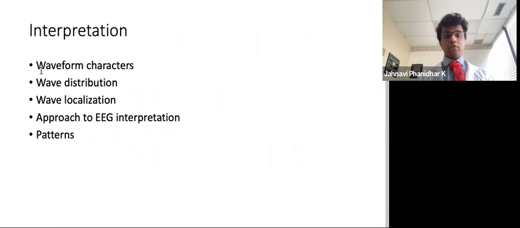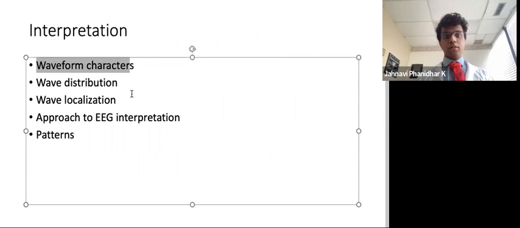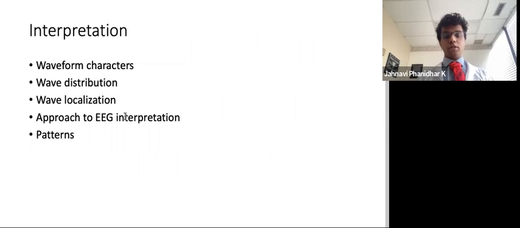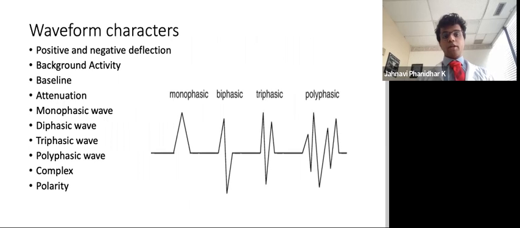For the interpretation, we will go through the waveform characters, wave distribution, wave localization, approach to EEG interpretation, and patterns. So the waveform characters, there are positive and negative deflections. Positive deflection is taken as the downward wave and the negative deflection is taken as the upward wave by convention. Background activity is defined as any activity that is outside of the interest of the interpreter.